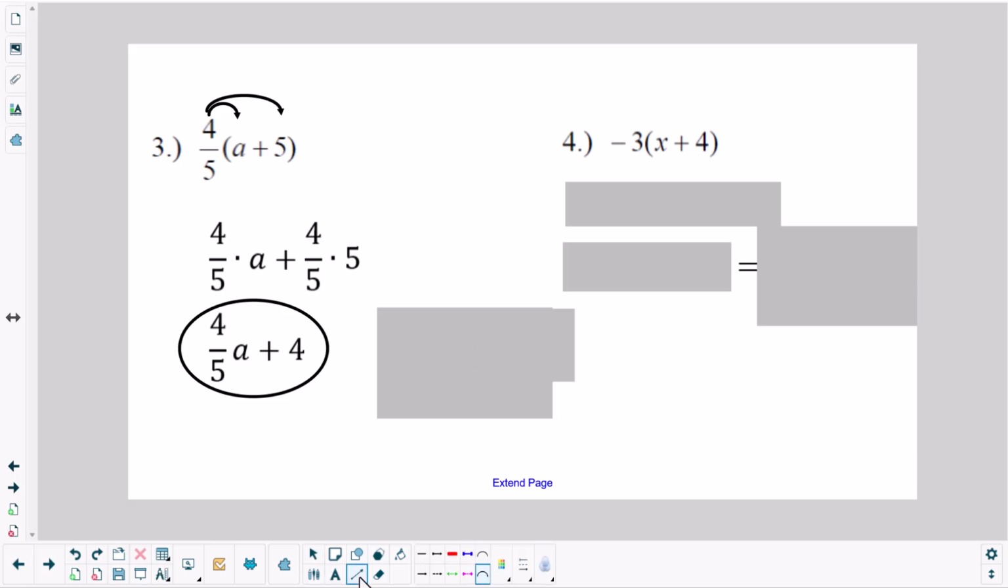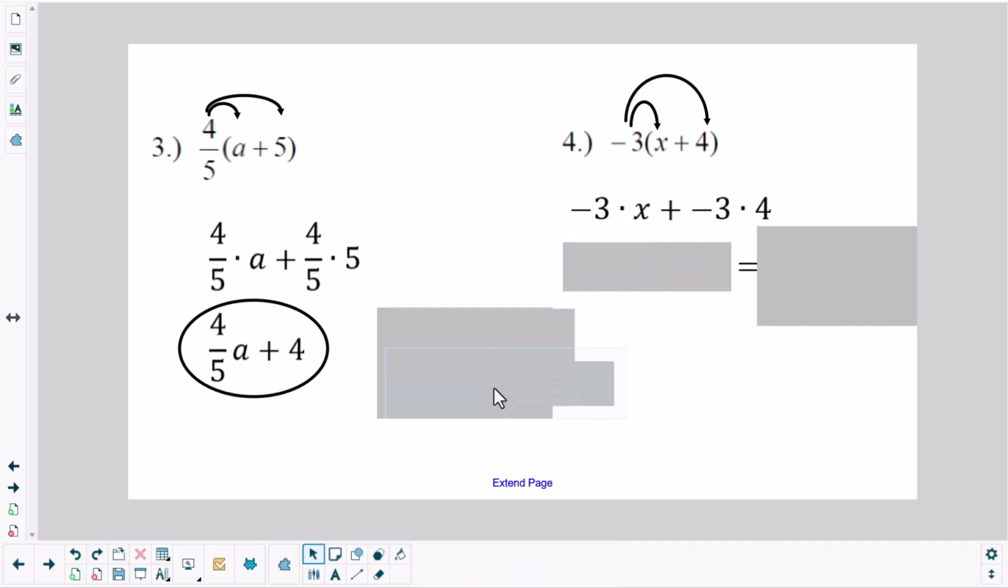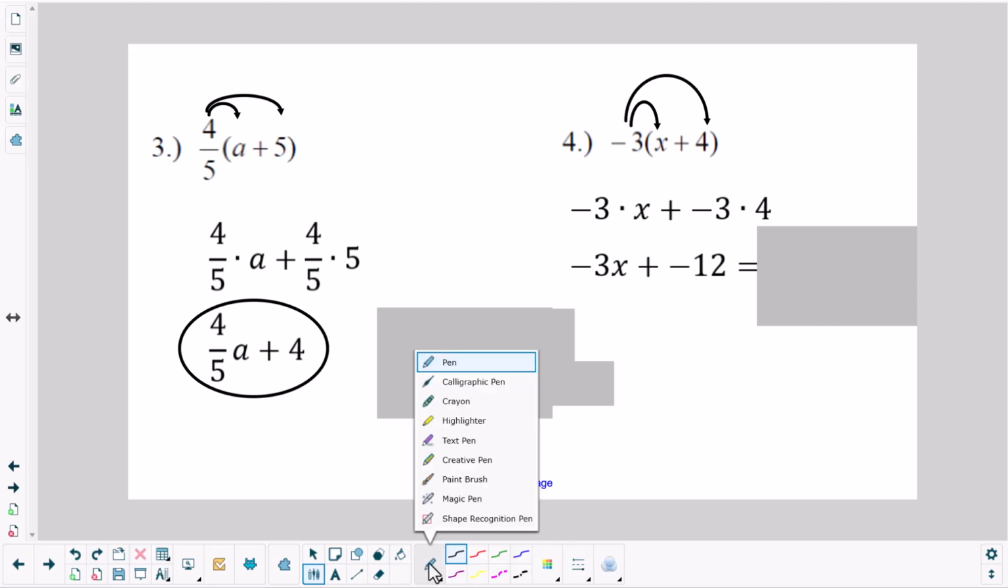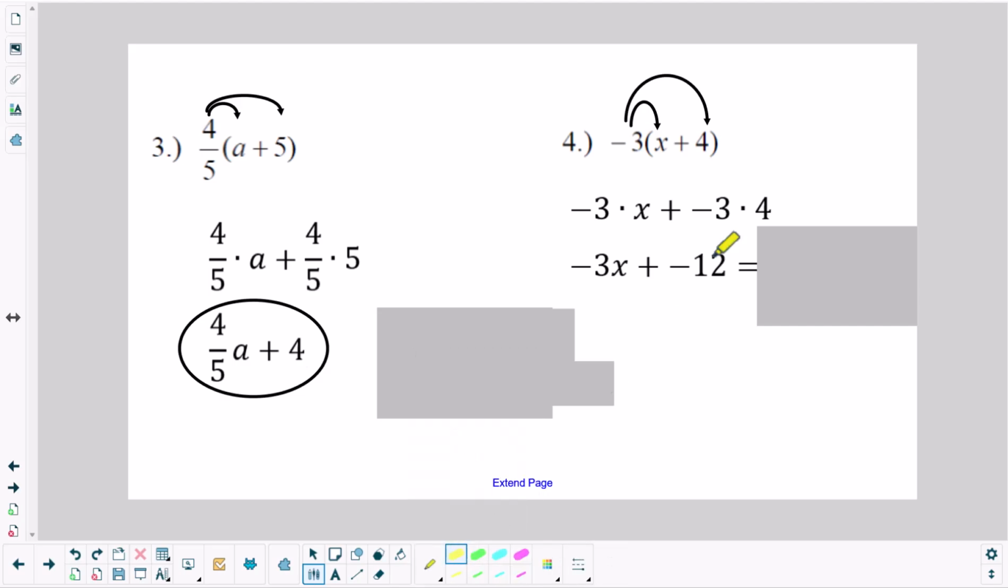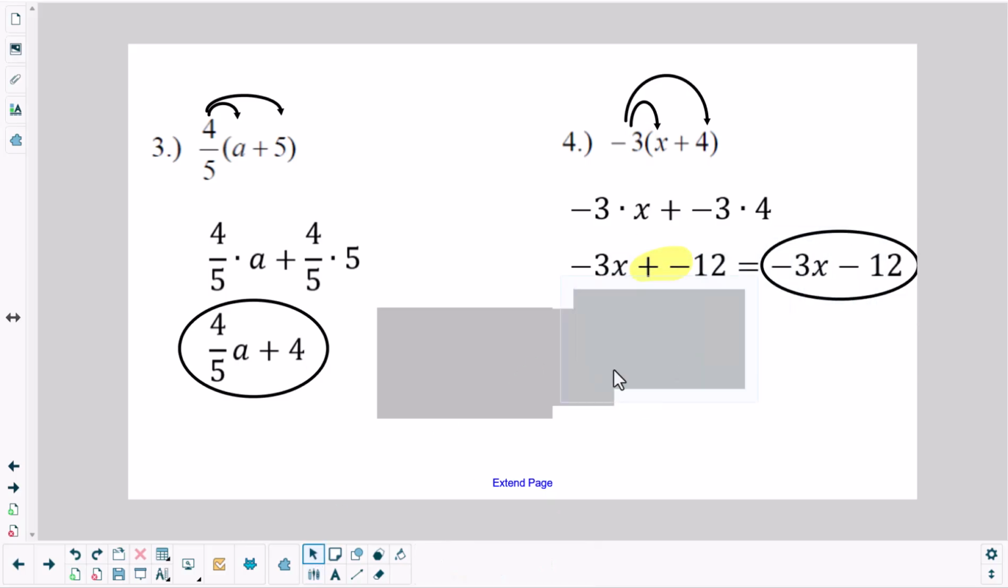In number 4, we are going to distribute this -3 to both the x and to the 4. So we're going to take -3 times x plus -3 times 4. That will simplify to -3x plus -12. Now keep in mind, when we have two things in between like we do here, we have this plus and negative, we can replace that with a subtraction sign. It's writing it in a simpler way. We can rewrite this expression as -3x minus 12.